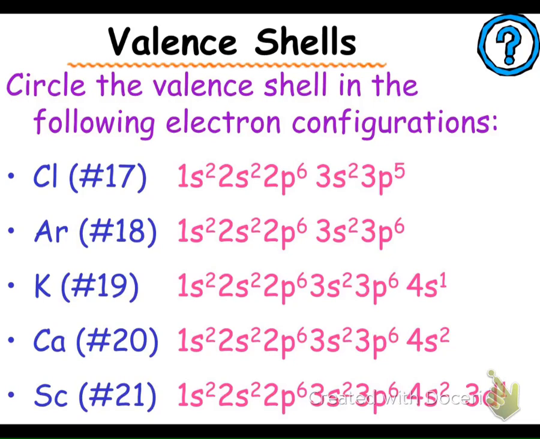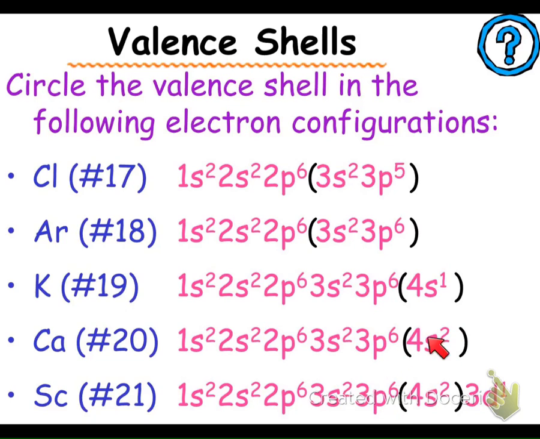Hopefully you pushed pause and you were able to identify them. In chlorine, 3 is my outermost energy shell, and I have 7 valence electrons. In argon, 3 is my outermost energy shell, and I have 8 valence electrons. Potassium, 4 is my outermost energy shell, and I have 1 valence electron. Calcium, 4 is my outermost energy shell, and I have 2 valence electrons.